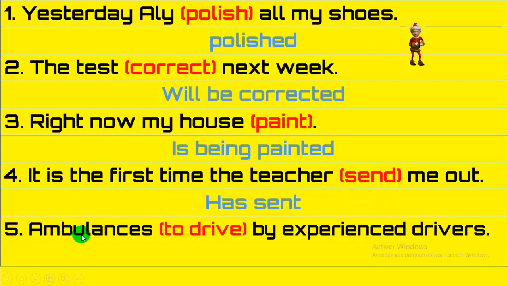Number 5, ambulances to drive by experienced drivers. Les ambulances sont conduites par des chauffeurs expérimentés. So, ambulance is the author of drive or not? Of course, ambulances cannot drive. They can be driven. Les ambulances ne peuvent pas conduire. C'est le contraire, c'est quelqu'un qui les conduit. Donc, c'est la voix passive. On aura besoin de be. À quel temps? Au présent. C'est une vérité générale. General truth. Au présent, ambulances are driven by experienced drivers. To be in the present plus past participle.